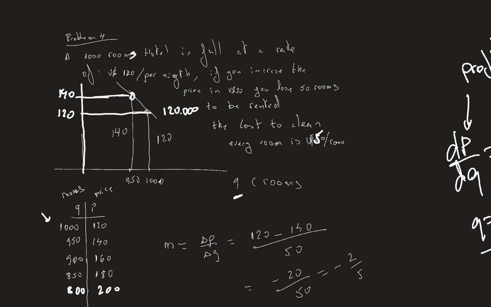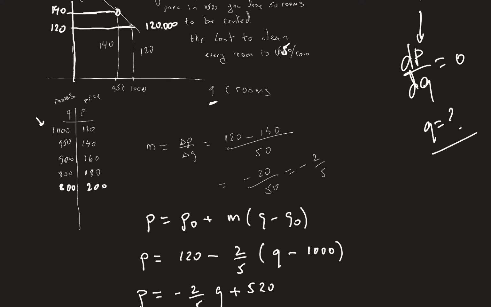So how do you do this problem? The first thing that we are going to do is to find this rectilinear line, this one. Now I know the slope of this line. The slope is the rise divided by the run. The rise is 20 and the run is 50. So the slope is 20 divided by 50, but it's a negative slope, so it's minus 20 divided by 50, which is minus 2/5.